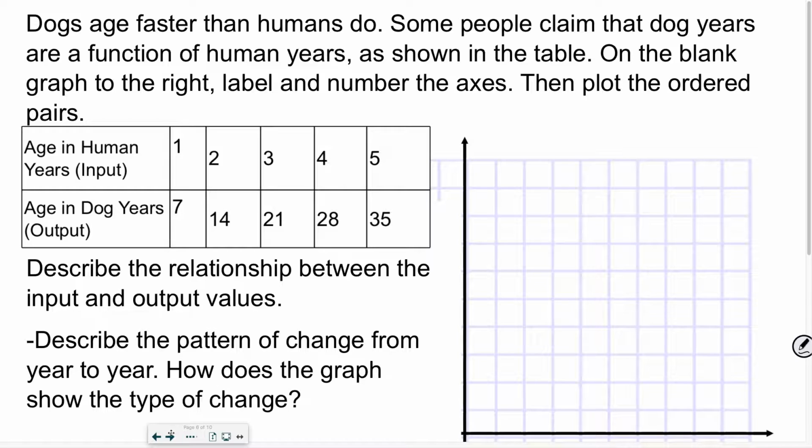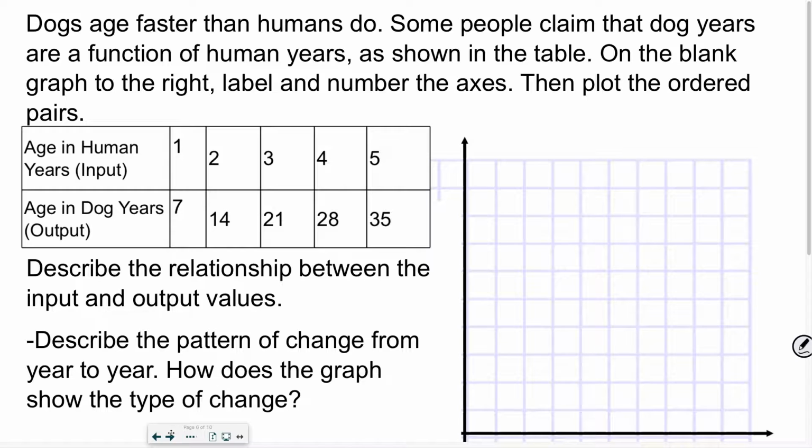Okay, so on the blank graph, we're going to label the axis and then plot the curve there. So take a look at this table. So this is saying the input is human years and the output is dog years. So what is the rule here? Is there a rule?